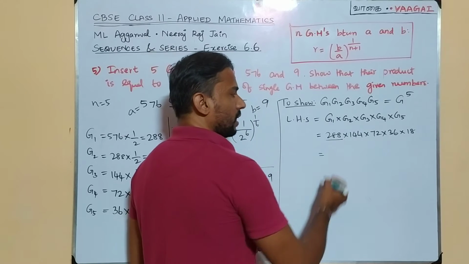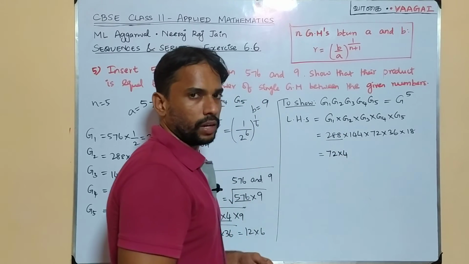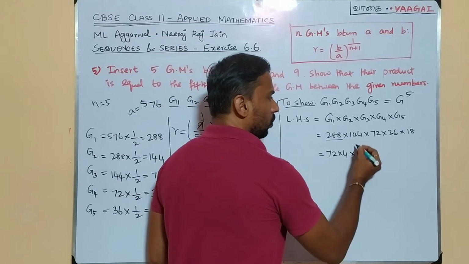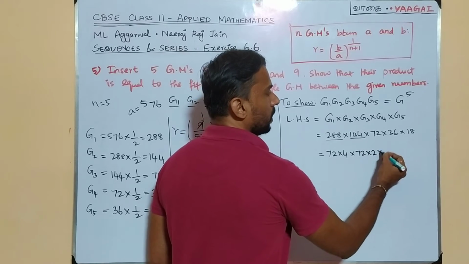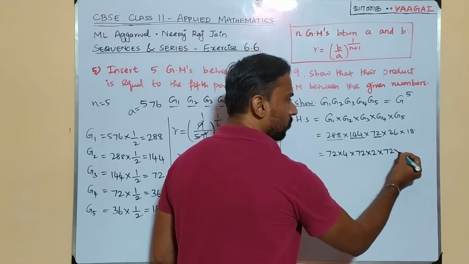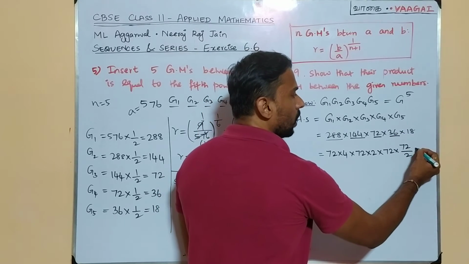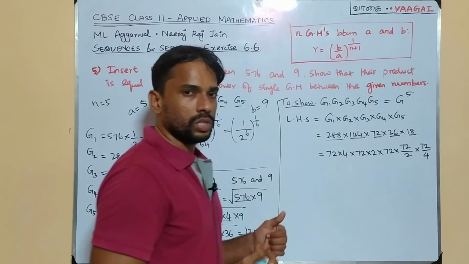Take this 288, I'm going to write it as 72 into 4. 72 into 4 will be 288 only, right? This 144 can be written as 72 into 2. Then this 72 I am writing as 72 itself. Now this 36 I am going to write as 72 divided by 2. And finally this 18 I am going to write as 72 divided by 4. I can do this, right?